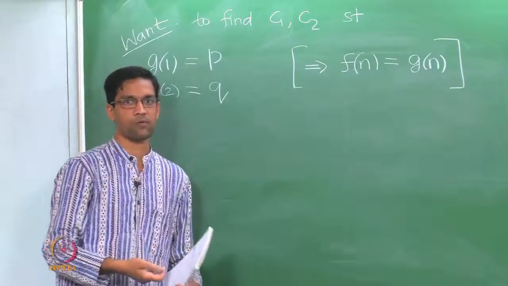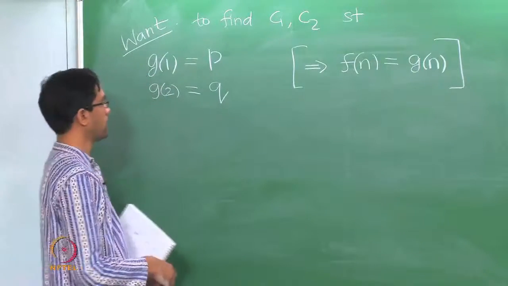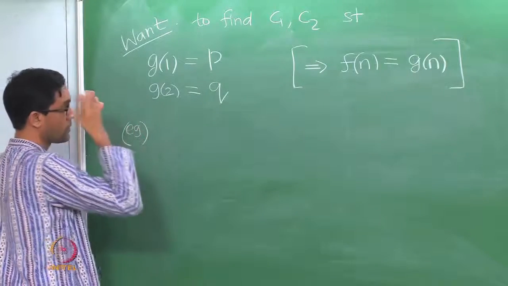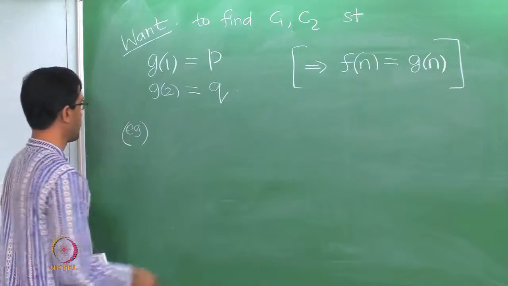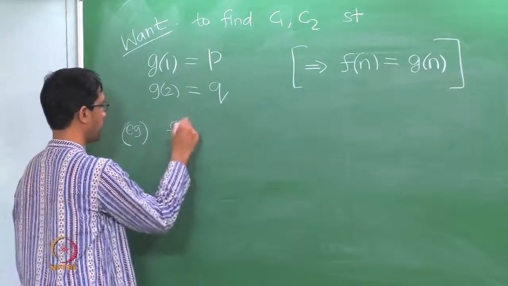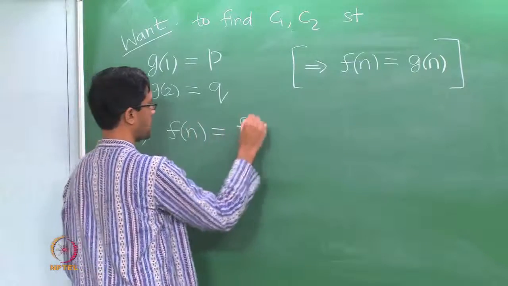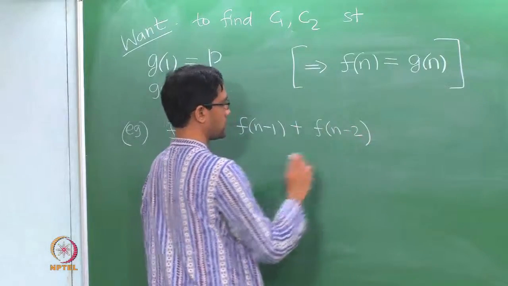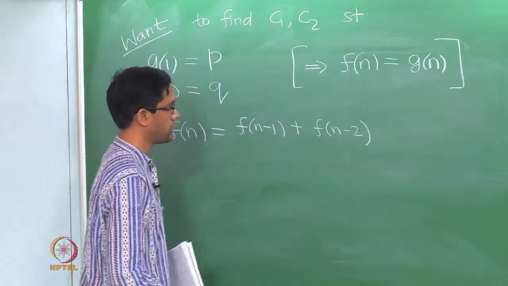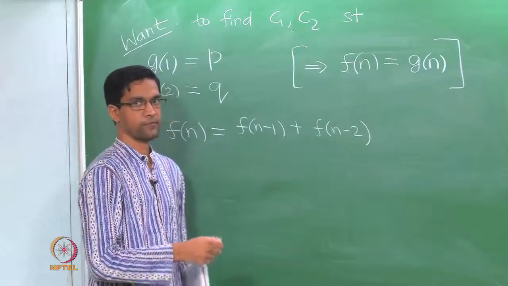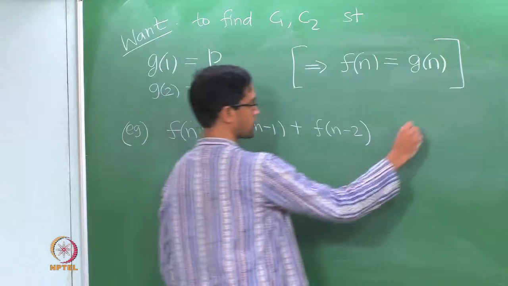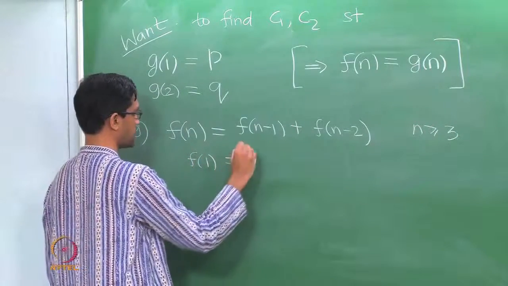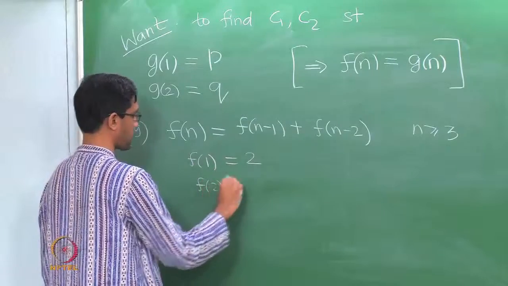It's given by c1 r1 power n plus c2 r2 power n. Okay, so let's just see this in the example that we want. So the case of the sequence f of n that we started out with, where f of n was f of n minus 1 plus f of n minus 2. This is the same f that we started out with, the number of 0 1 sequences of length n which do not contain 2 successive ones. So this is for n at least 3, and we had the following initial conditions: f of 1 is 2, f of 2 is 3.